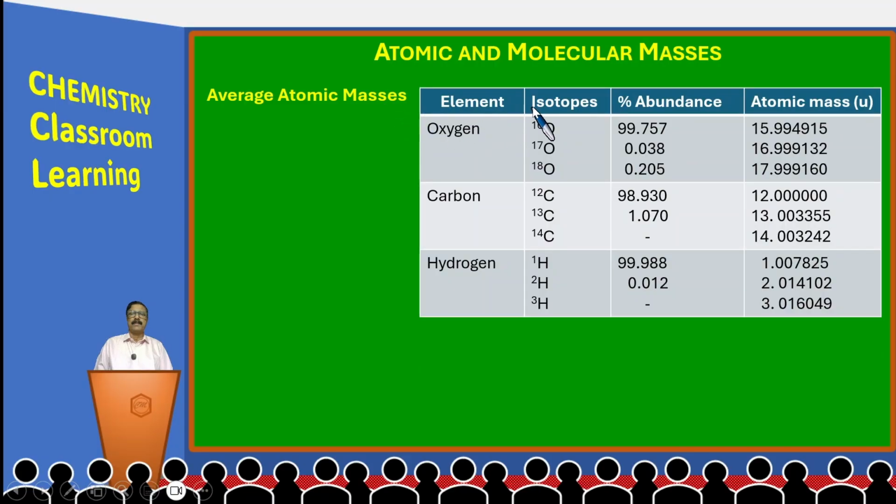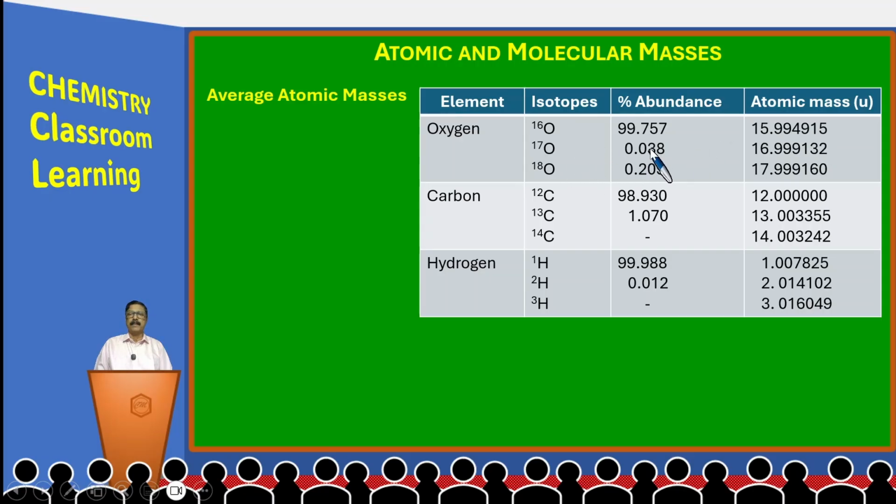Let us see how to calculate the average atomic masses. The table shows isotopes of oxygen, carbon and hydrogen, corresponding percentage abundances and the atomic masses obtained from the mass spectrometer. Oxygen has three isotopes, oxygen-16, oxygen-17 and oxygen-18. The percentage abundance of oxygen-16 is 99.757 and the mass obtained for oxygen-16 from the mass spectrometer is this one.